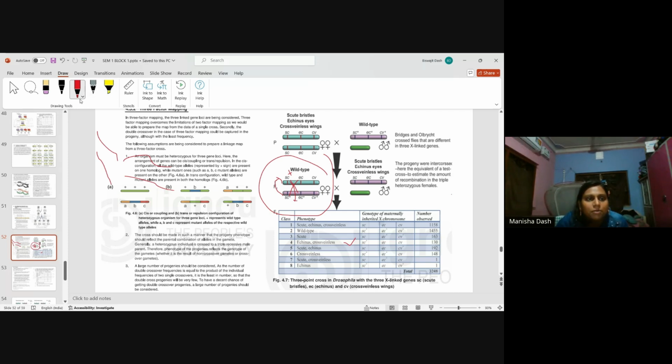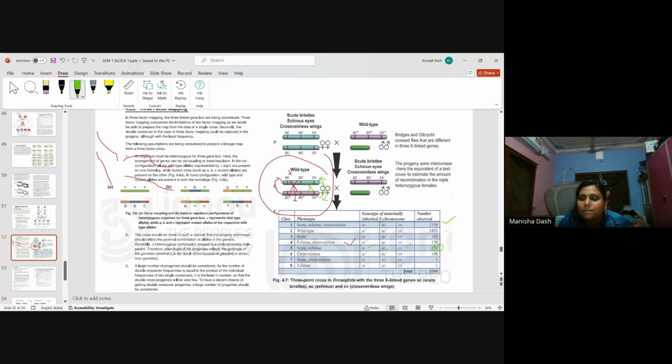Similarly, there could be another crossover that is between EC and EV. So in this case, what will happen? The EV plus will go there and the EV will come to this side. So what genotype will you have? You will have SC, EC and EV plus. That you can see here, SC, EC and EV plus. Okay. So this is another genotype.